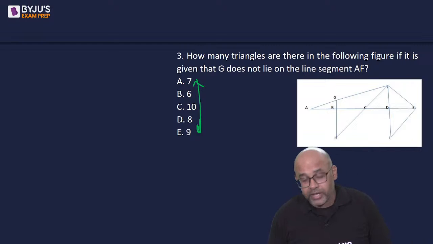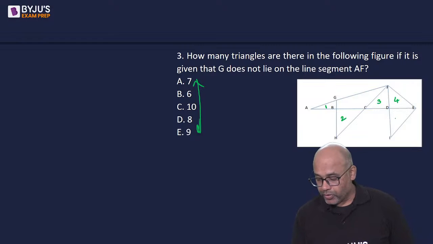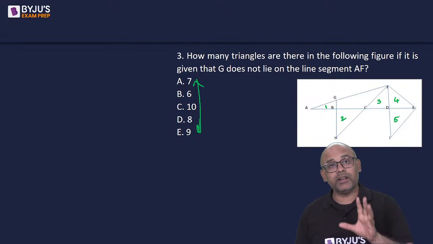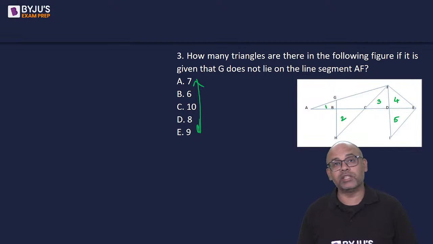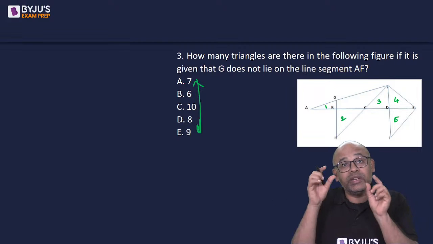Okay, let's go ahead and count. So the number of triangles, 1, 2, 3, 4, 5. All these are small triangles. Small triangles means it's not a combination of two. Don't go with the size. I'm talking about individual triangles.